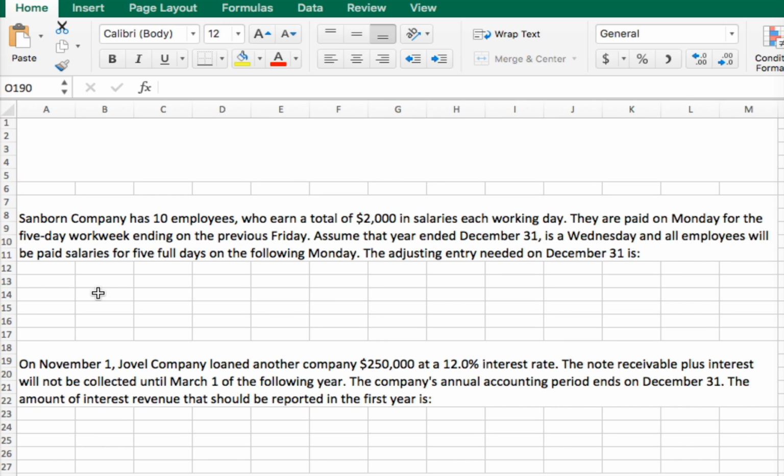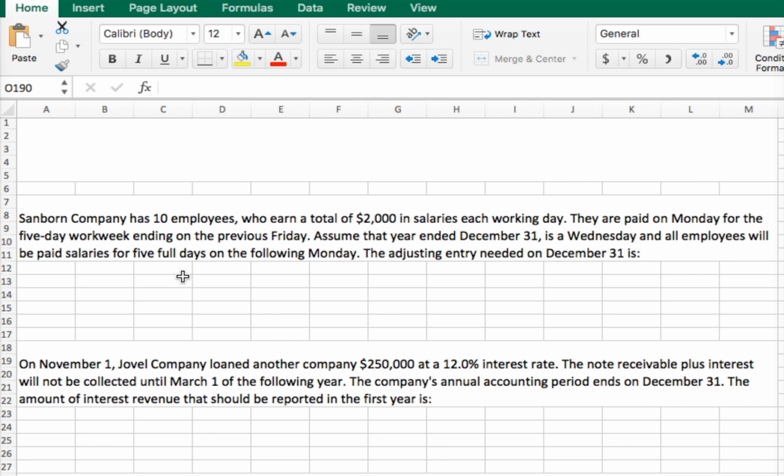Sanborn Company has 10 employees who earn a total of $2,000 in salaries each working day. They were paid on Monday for the 5-day work week ending on the previous Friday. Assume the year ended December 31st, that's a Wednesday, and all employees will be paid salaries for 5 full days on the following Monday. As of December 31st, what is the adjusting entry that needs to be made?